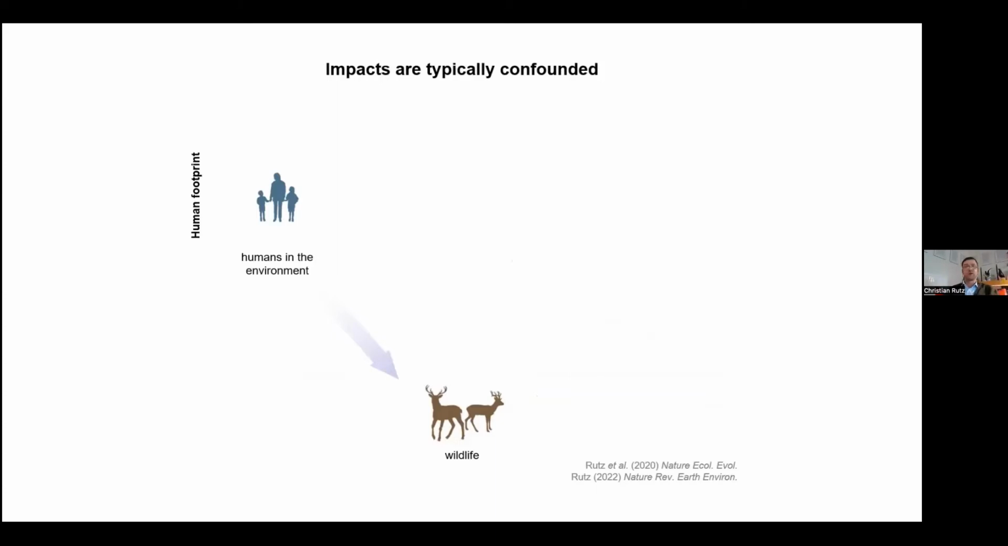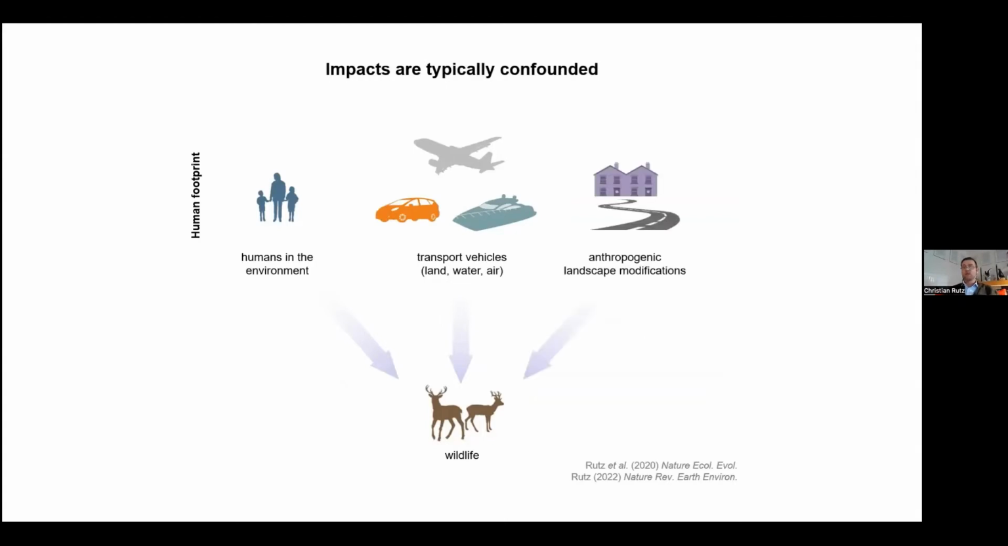First of all, it's us humans, the presence of humans in the environment that affects wildlife movements. Think about that red fox, that urban fox I showed you. It's our vehicles, our cars and our ships and planes. Think about the moose. But it's also our landscape modification, infrastructure, the roads and buildings we put in the landscape.